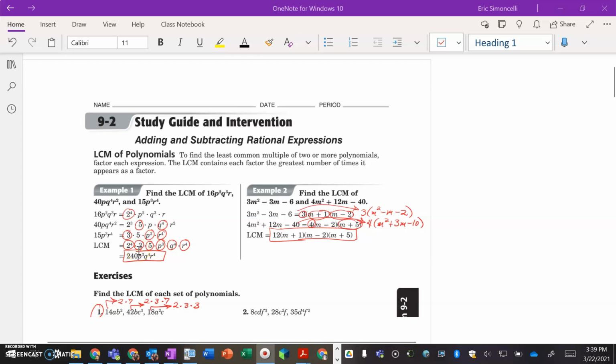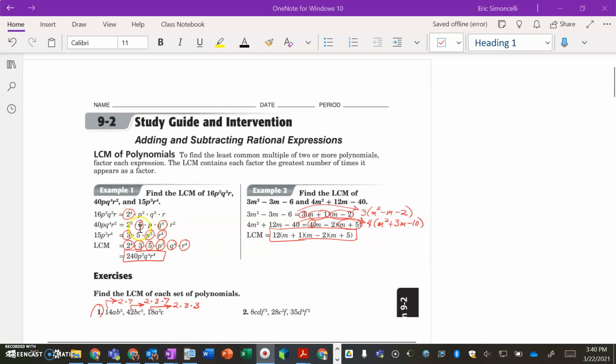The LCM, in comparing each respective term in factored form: 2 to the fourth, 5, and 3. So I've circled those. Each one of those needs to be a part of the least common multiple. P to the third, and yes, it is true that p to the second and p also exist in the other two terms, but p to the third is the highest of all three. Q to the fourth also is the highest, and r to the fourth also the highest.